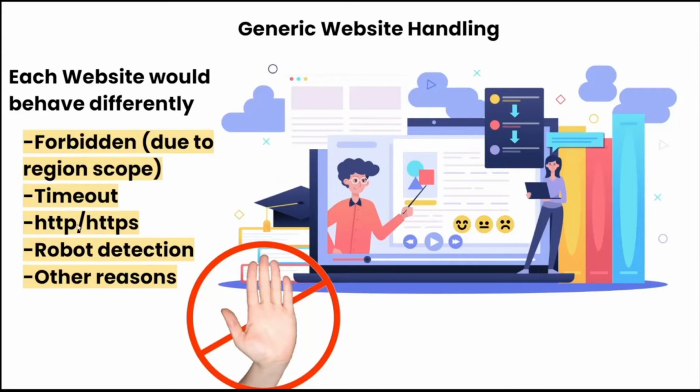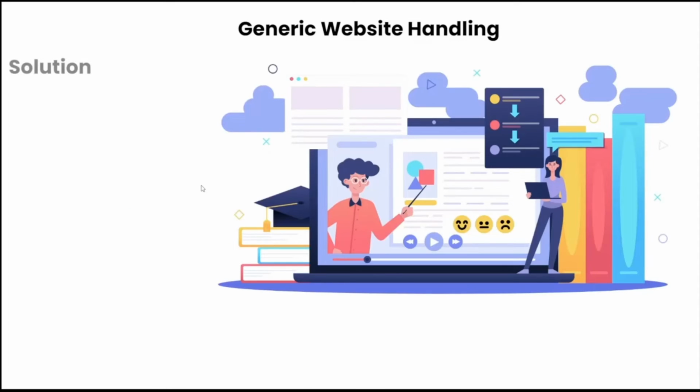And another one is HTTP or HTTPS. Some might be having the SSL secured layer, so we have to parse by adding HTTPS to the particular URL. And the fourth one is robot detection. Some websites have a special feature of handling robot clicks as well as bot detection within the website. We can handle it by adding suitable headers to overcome those detections, and there might be other reasons as well. So in order to avoid all these reasons, we have a particular solution for the same.